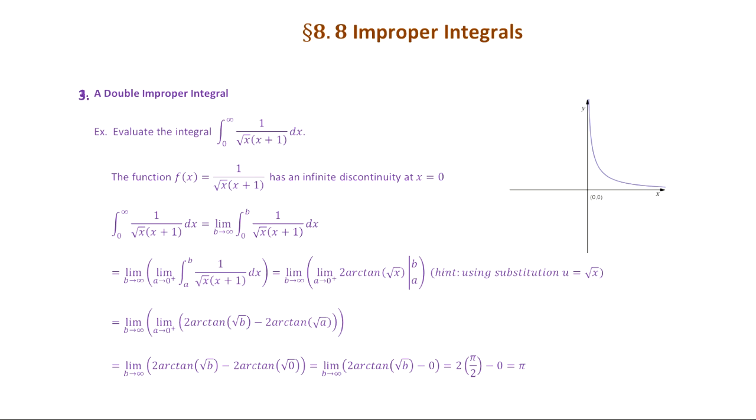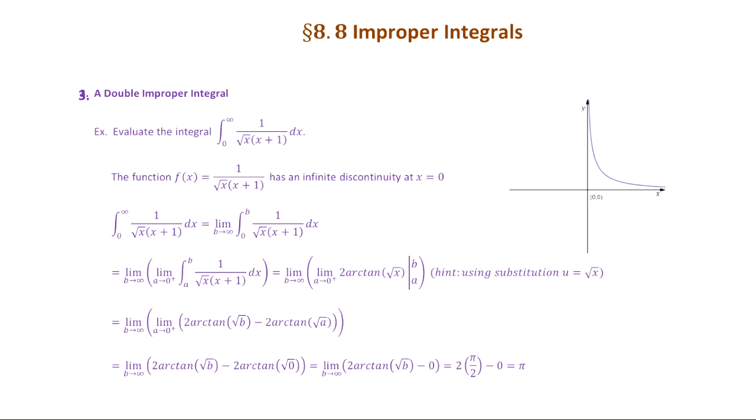Okay, so plug in b and a for x. So we got 2 arctangent square root of b minus 2 arctangent square root of a. Okay, and then you need to take the limit with a approaching 0 from the right, and then after that you take the limit with b approaching infinity. So these are a few more steps. So you don't have to worry about the 2 arctangent square root of b when you take the limit with a approaching 0 from the right. It has nothing to do with the first term.